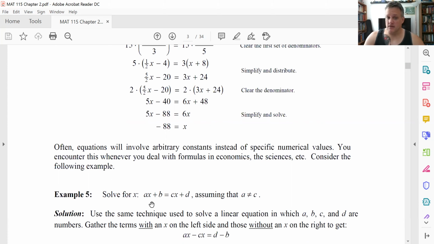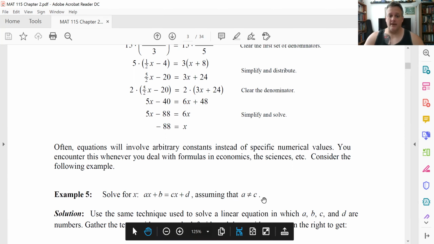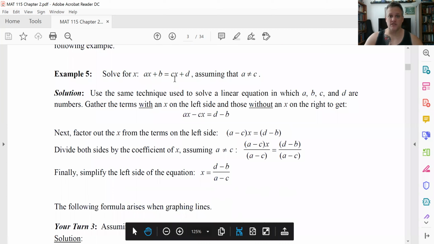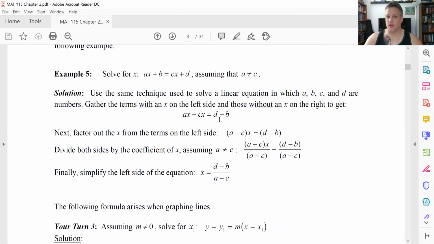And in this case here, the idea would be to solve for x. And so you treat it the same way you did above, pretending that A, B, C, and D are all actual numbers that you can deal with. The same premise is at work here. I'm going to move the x's to one side, the constants to the other, simplify, and then divide by the coefficient of x. So if you do that, notice what I did is I moved the cx to the left and the b to the right by subtracting them each time.